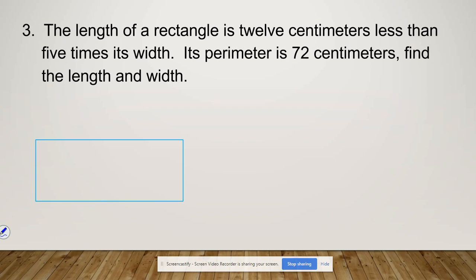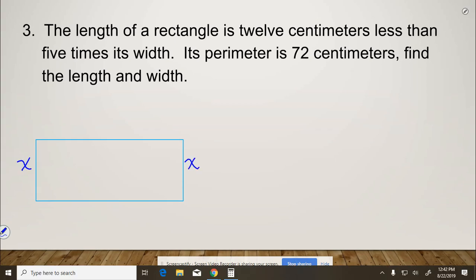For number 3, the length of a rectangle is 12 centimeters less than 5 times its width. Its perimeter is 72 centimeters. Find the length and width. So this one's not as straightforward. It doesn't say specifically what the width is and what the length is. Instead, it compares the length to the width. It says that the length is 12 centimeters less than 5 times the width. So in this case, because it's comparing the length to the width, the width is just the variable itself. So we're going to put x for width.